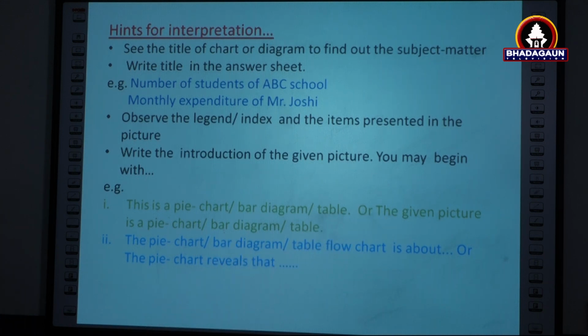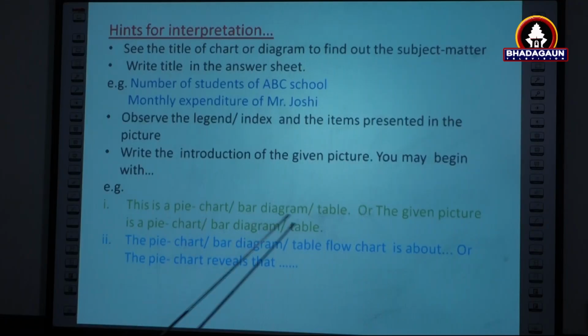The first one is, what is the picture? You have to identify the picture. If you identify the picture, you write in this way: this is a pie chart, this is a bar diagram, this is a flow chart, this is a table, etc. Or instead of this first sentence, you can say the given picture is a pie chart, the given picture is a bar diagram. If the given picture is a table, you can say the given picture is a table.